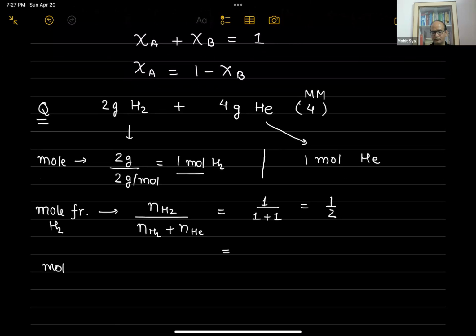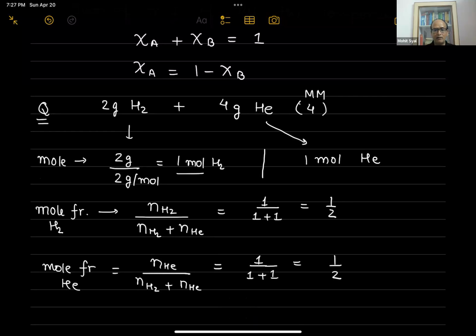Yes. I took just a few examples. As we will have more classes, we can cover more topics and more examples, right? I hope you understood this one. Any doubts in this mole fraction part? No, sir.